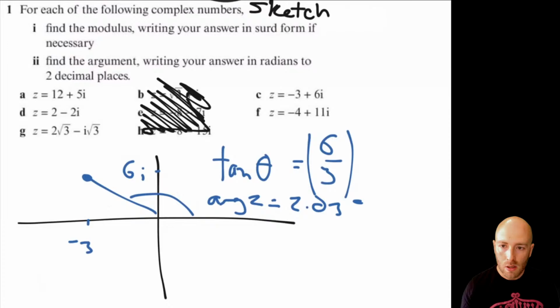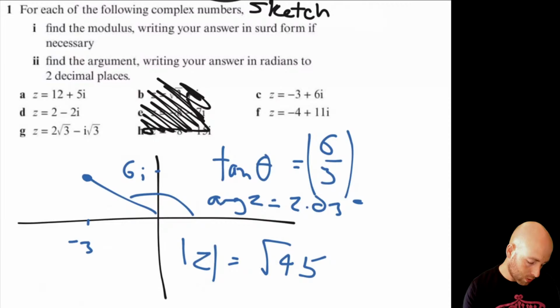So that's what we should get for this one, and then we should be getting 3 squared plus 6 squared, root 45, which you could turn into 3 root 5. So that's your part C.